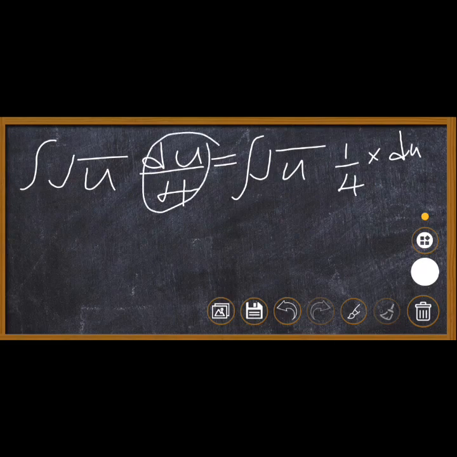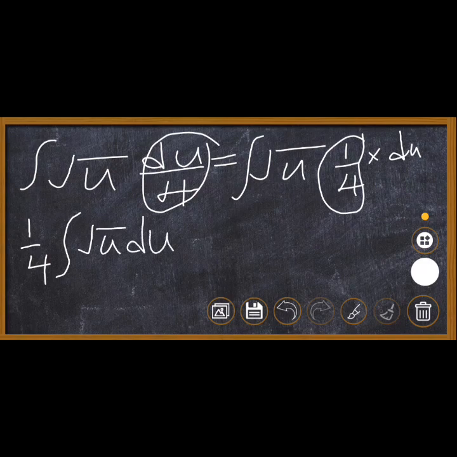So when we are integrating, according to the rules, you take this in front of the integral. So we are going to have 1 over 4 with the integral of root of u du. Now we can easily integrate this expression. Let's rewrite this. We know that the square root is the same as power 1 over 2. So we have 1 over 4, then the integral of u raised to power 1 over 2.